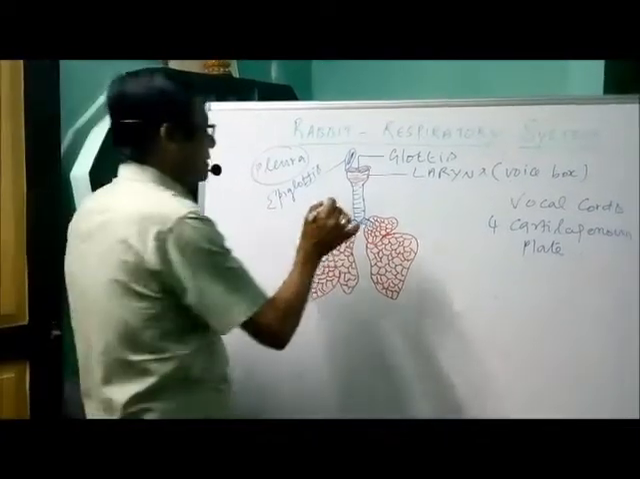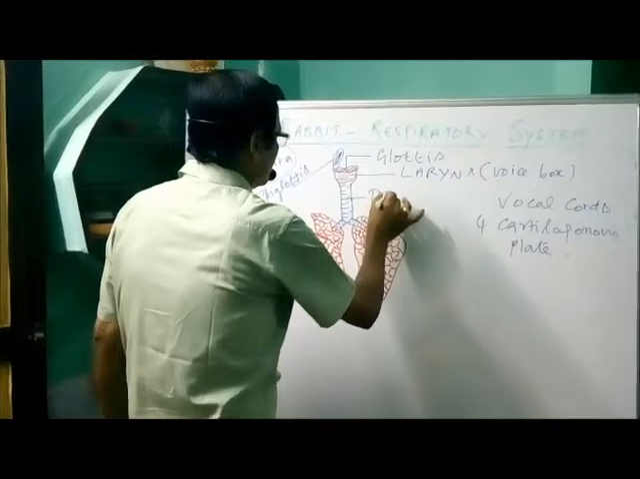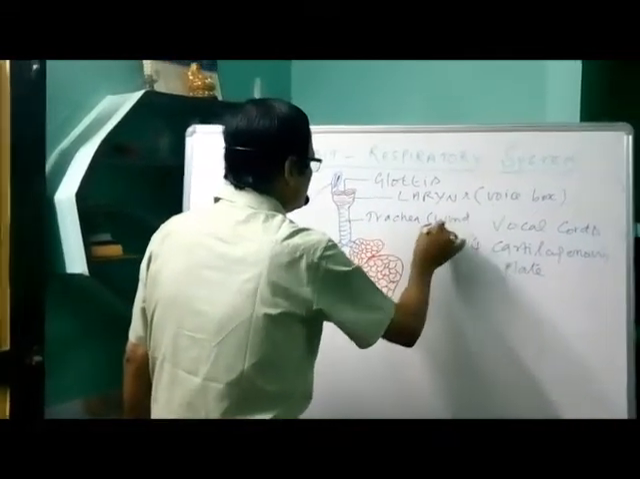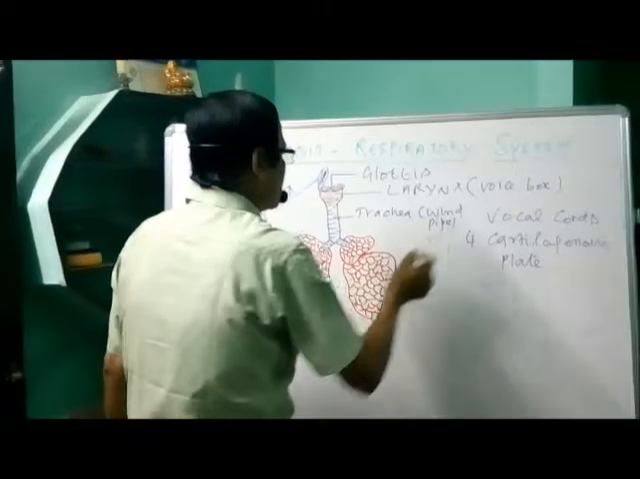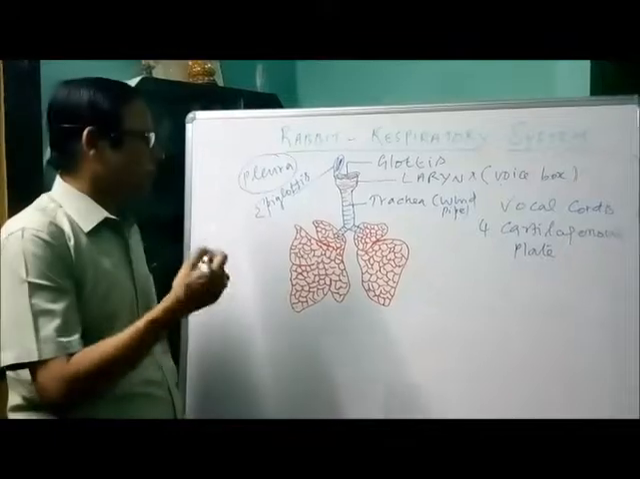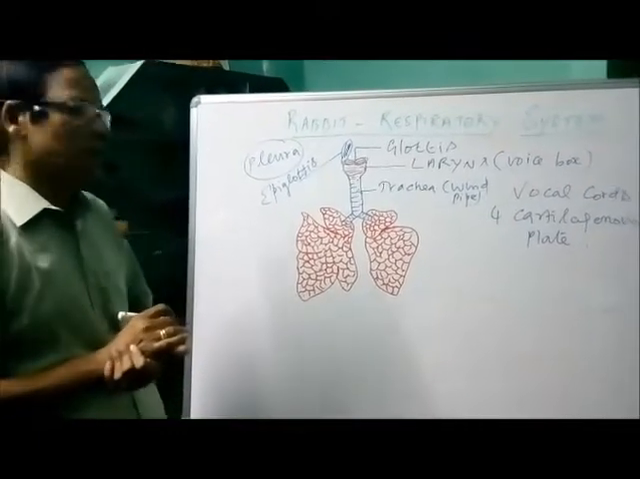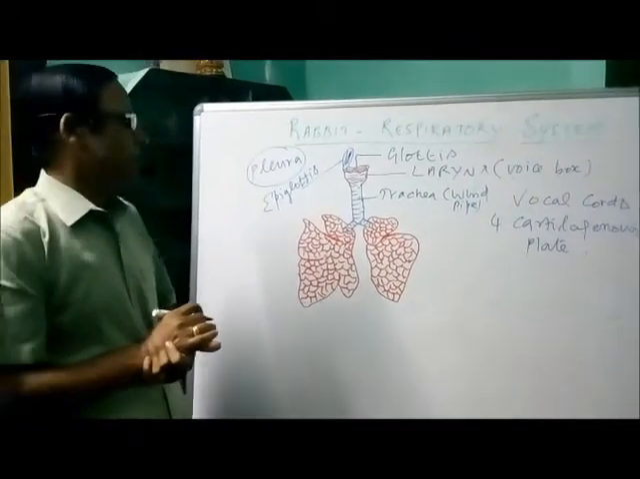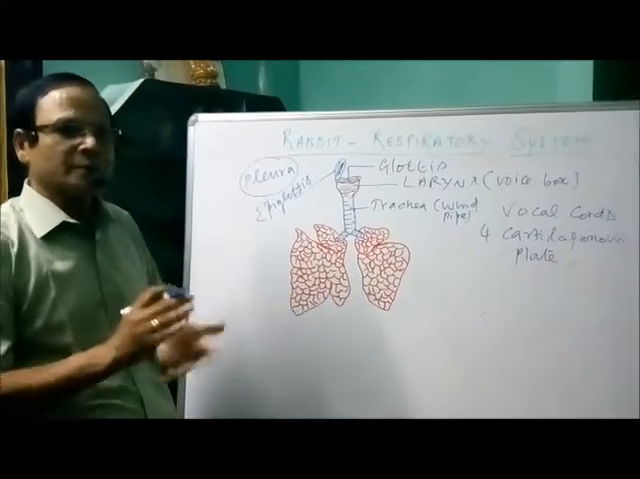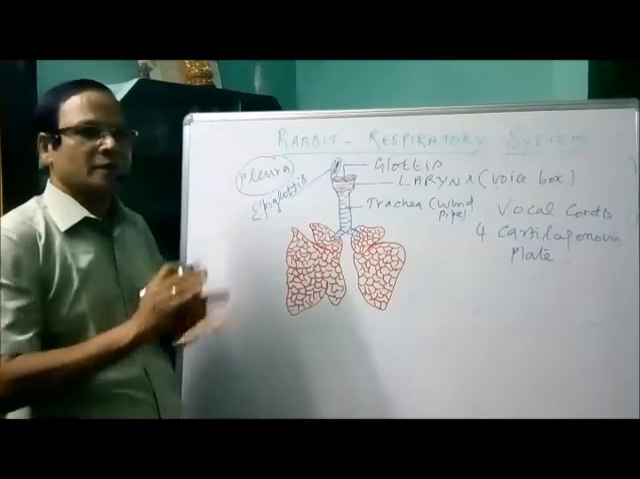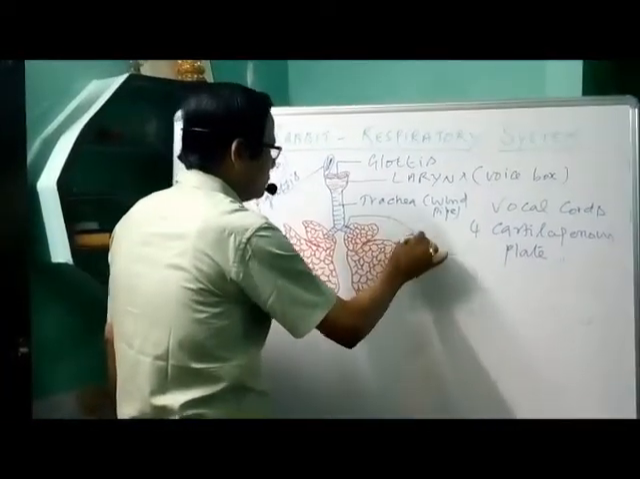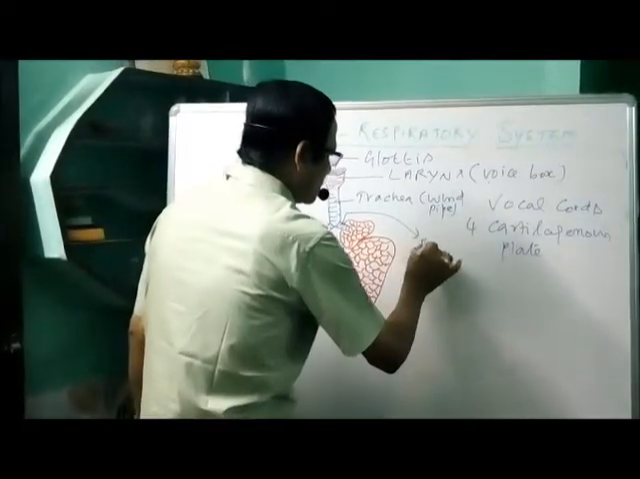Then, the trachea is nothing but the windpipe. The wall of the trachea is supported by cartilaginous rings. It prevents the trachea from collapse. It keeps the free passage of air and prevents the collapse of the trachea. Then the trachea divides into two branches called bronchi.